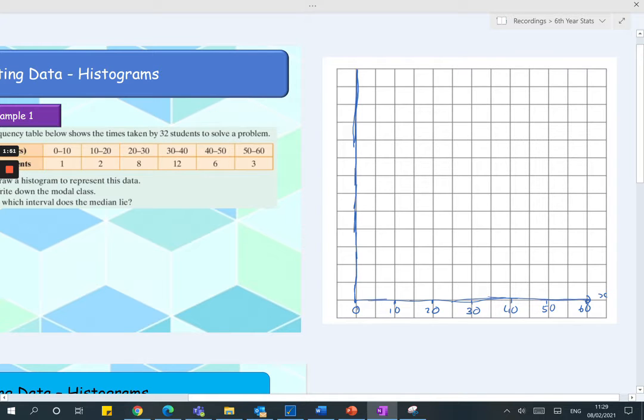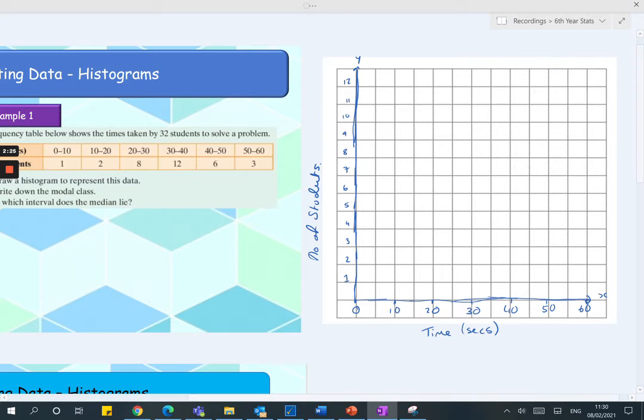Then I can see that the number of students goes up as far as 12. So I'm going to label each one going up: 1, 2, 3, 4, 5, 6, 7, 8, 9, 10, 11, 12, on my y-axis. And it's very important to label each axis. So we know that the x-axis is measuring the time, and it's measuring it in seconds. The y-axis is measuring the number of students. So I haven't represented a single piece of data yet, guys. I'm just constructing my diagram.